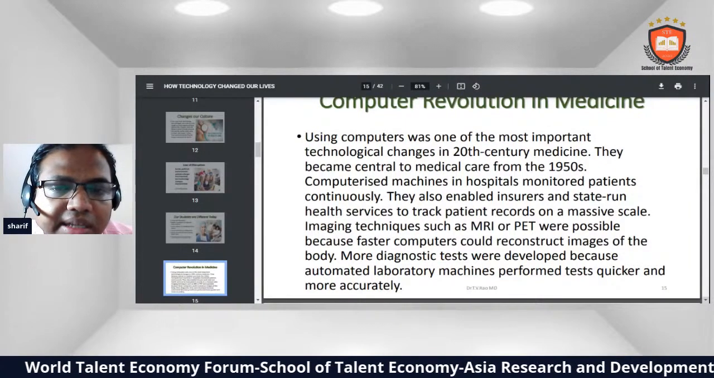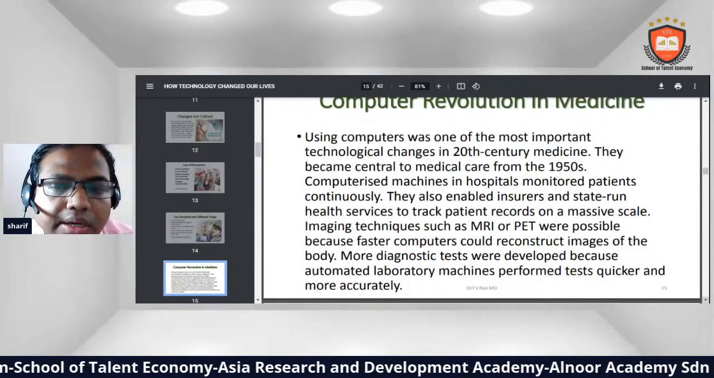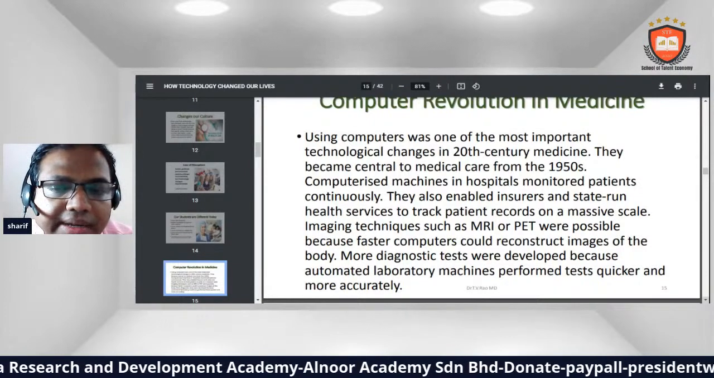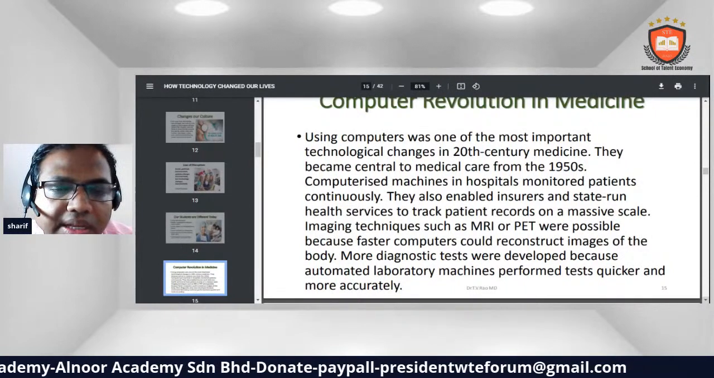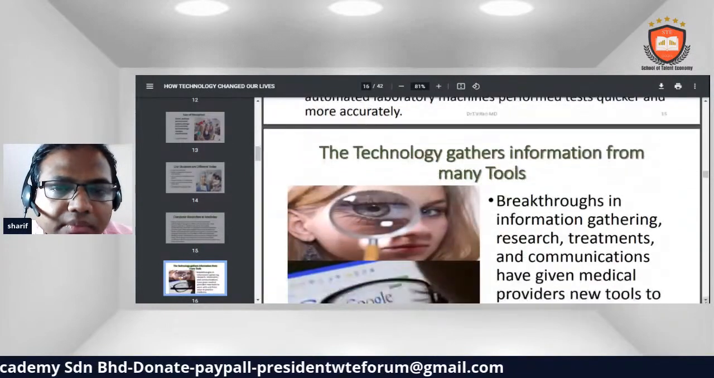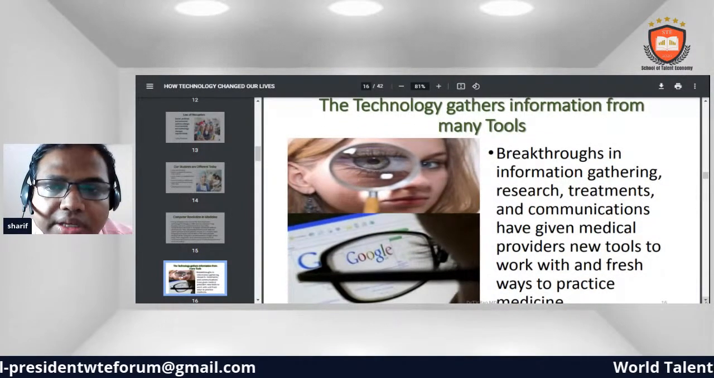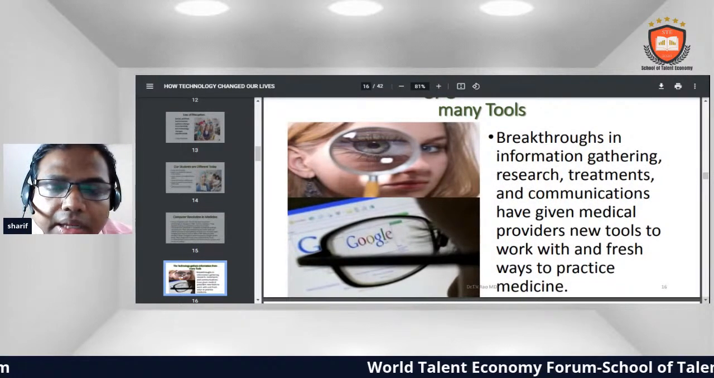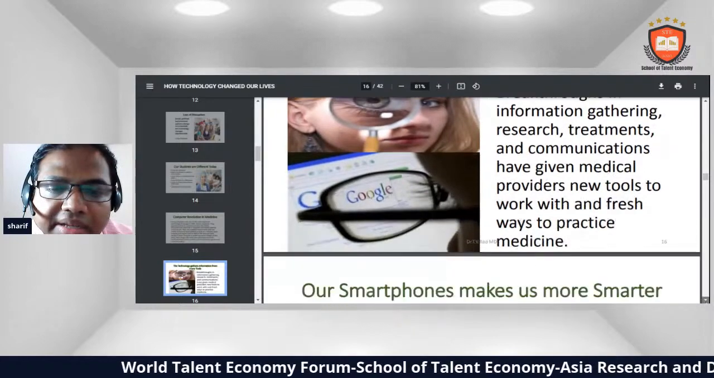Imaging techniques such as MRI and PET were possible because faster computers could reconstruct images of the body. More diagnostic tests were developed because automated laboratory machines perform tests quickly and more accurately. Technology gathers information from many tools. In information gathering, research, treatments, and communications, medicine gains new tools to work with and fresh ways to practice medicine.